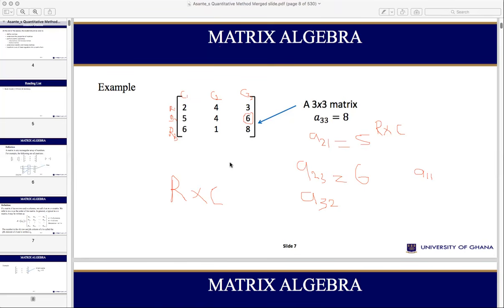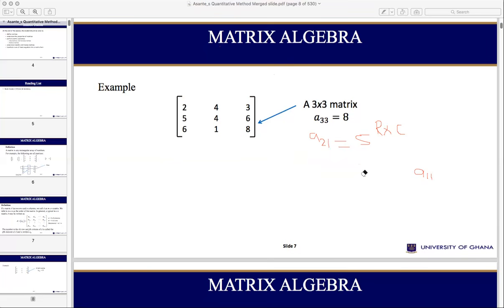Okay. So can you locate A21 for me? That's 5. Okay. All right. Correct. Thank you very much. So let's continue. So Mr. Augustine, you are okay with this part, right? Yes.